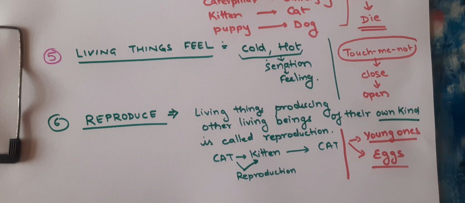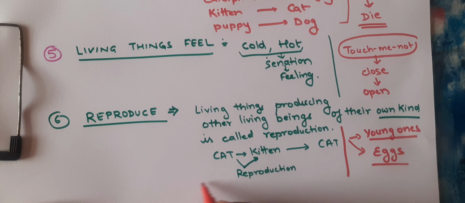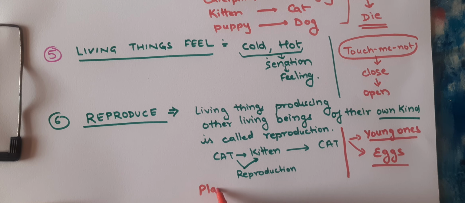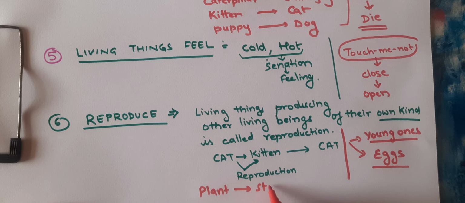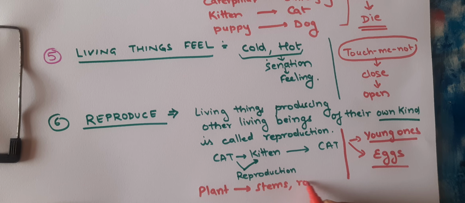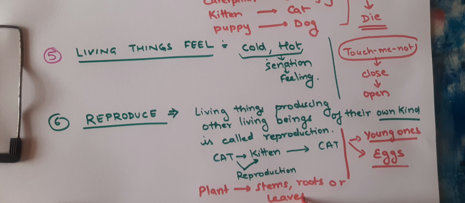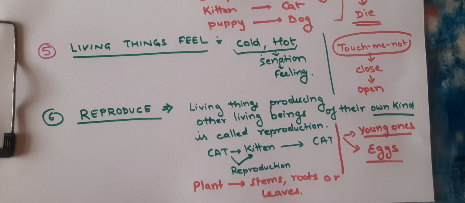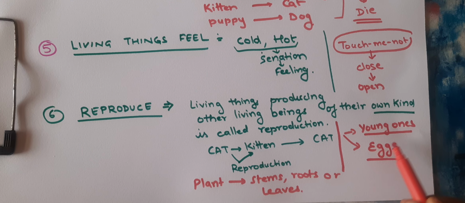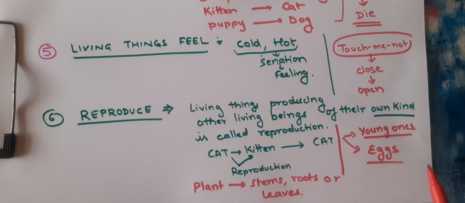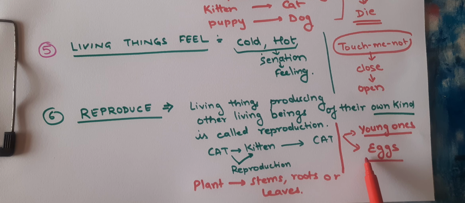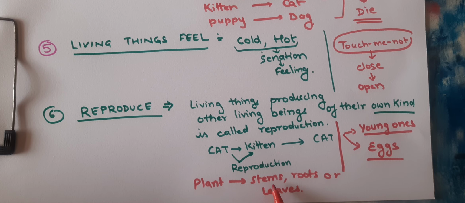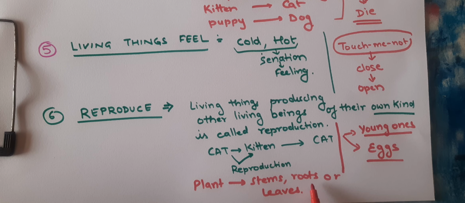And how do plants reproduce? That was about the animals. So how do plants reproduce? Plants will reproduce through stems, roots or leaves. So how do animals reproduce? Animals either give birth to young ones like cow, dog, cat, or like hen, they lay eggs. And plants reproduce through their stems, roots and leaves. Okay, got it?